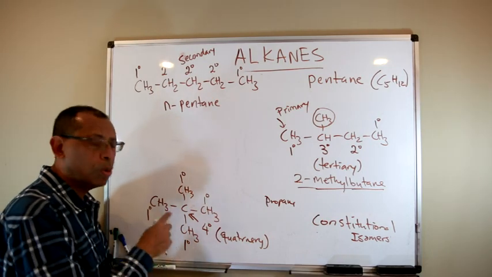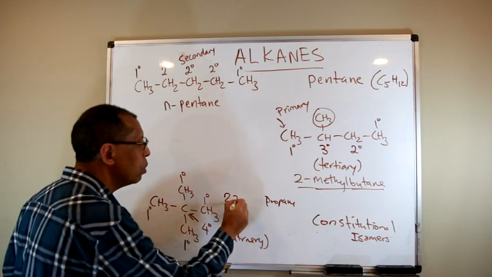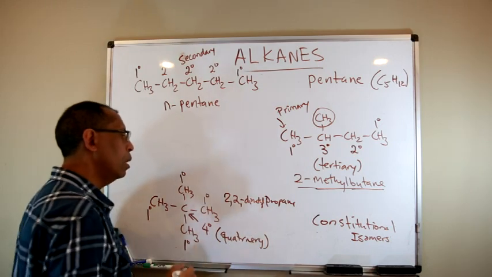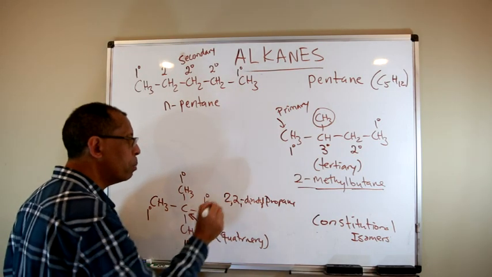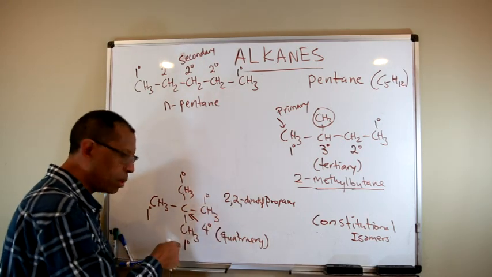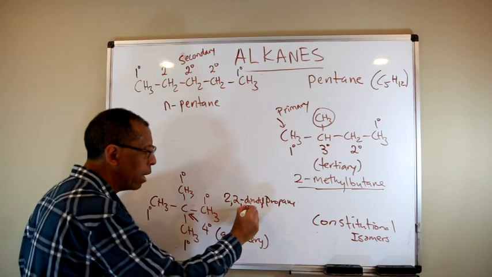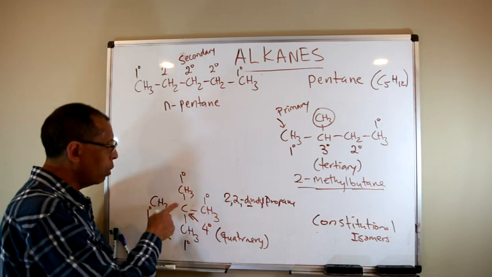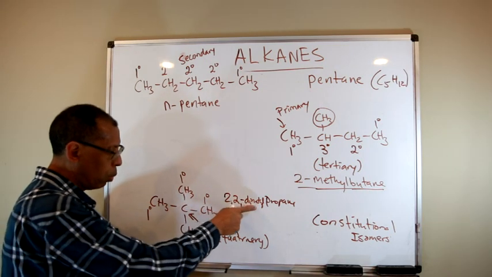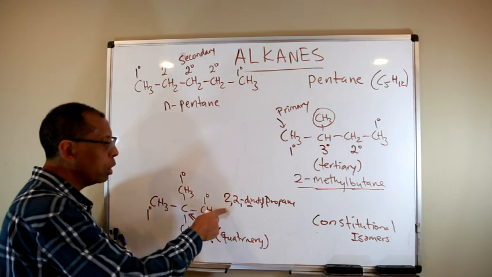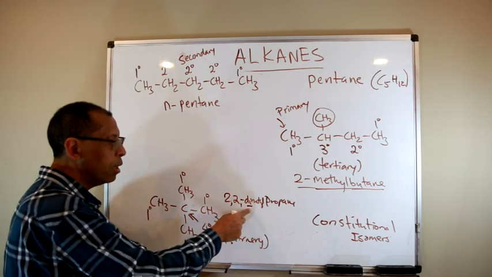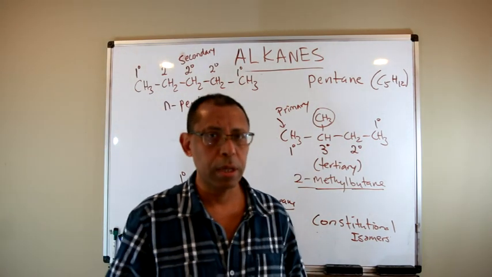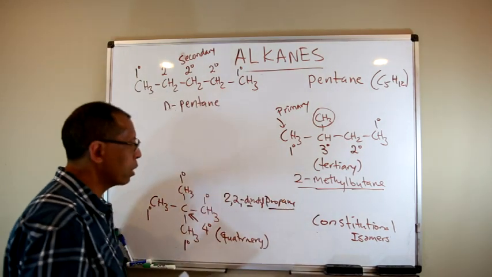You would say 2,2-dimethyl. 2,2 represents that there are 2 methyl groups. That's why we have a di. There are 2 methyl groups on position 2. So one 2 refers to one methyl, and another 2 refers to the other. So you need to write both of them. 2,2-dimethyl propane.